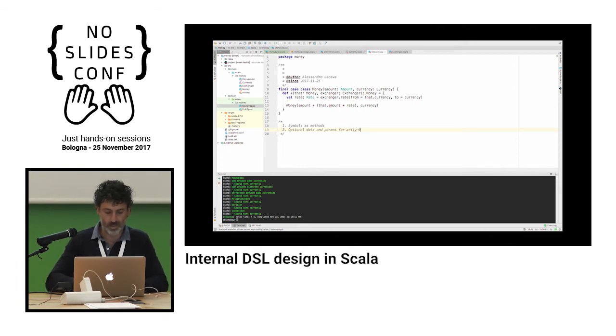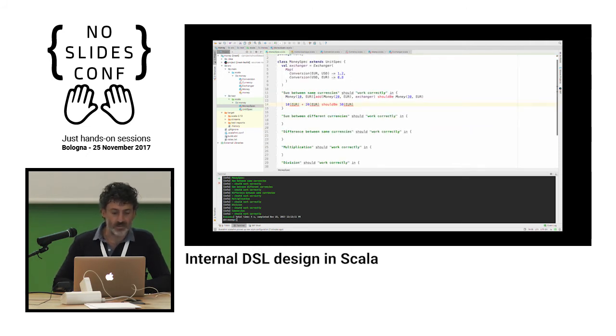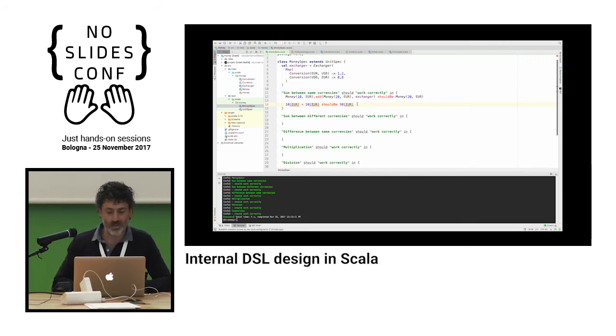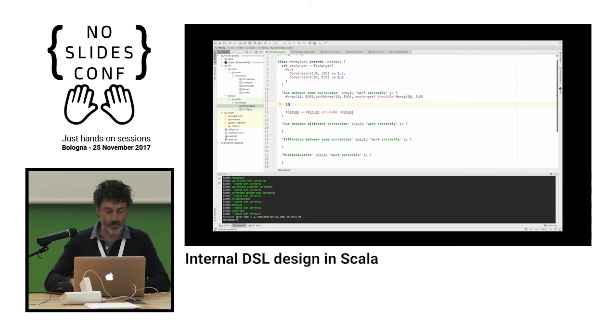So, symbols as methods. And another thing I want to show is optional dots and parentheses for arity 0 and arity 1 methods. That is, a method that takes no parameter, and a method that takes one parameter. Let's see this in a shell. Anyway, it means something like this. In Scala, when you do 10 plus 3, what you're actually doing is a syntax sugar for this one. So the optional dots and parentheses was really about this. This is optional and this is optional too, because the method plus of the class int takes just one parameter.